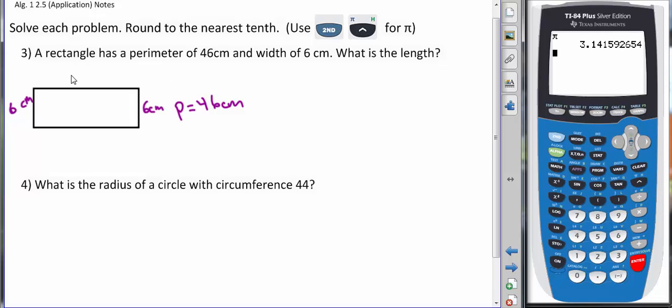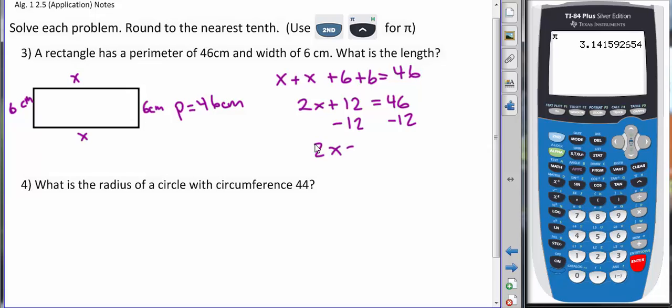Now what we don't know is the length. I'm going to call that my variable, so that's x. That side over there would also be x. If I need to solve for x, I would just simply add the 4 sides together. X plus 6 plus 6 equals 46. We'll combine like terms, so 2x plus 12 is equal to 46. We can subtract 12 from each side. So 2x would be 34. And then our last step, a little bit of division, and we would know that the length is 17 centimeters.